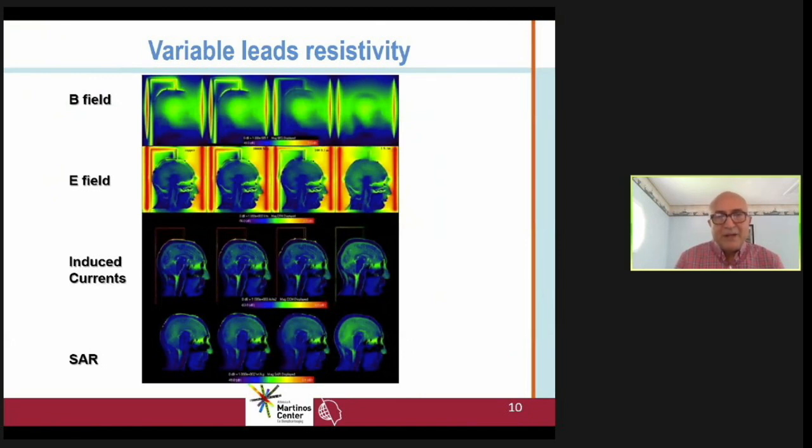And we talked about the antenna effect, and the antenna effect occurs because copper is extremely conductive, and so it's a very, very good antenna. So obviously, if we reduce the conductivity of the leads, then we have an effect both on the electric field, the induced currents inside the leads themselves, and the specific absorption rate.